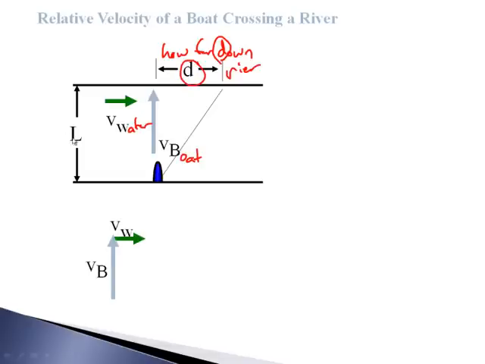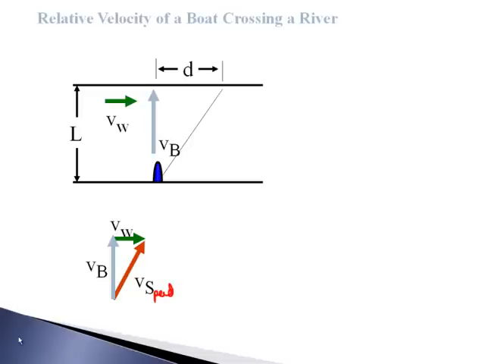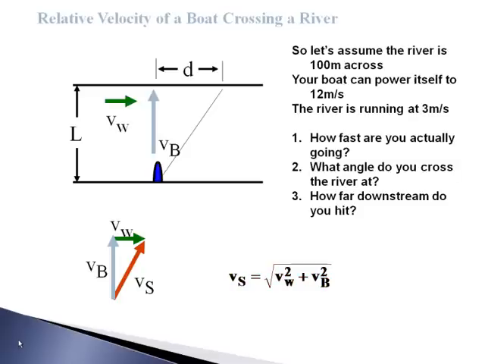If I draw my vectors, and I have to always do this, tip to tail, I take the tip of my boat and I attach it to the tail of my river water. My result is this. This is the actual speed of my boat. Well, how do I find it? I could do a squared plus b squared equals c squared, but wouldn't it be nice if we had some information? So number 1 is how fast you're actually going.